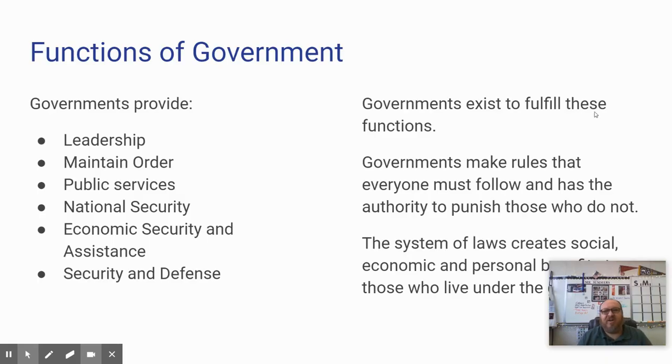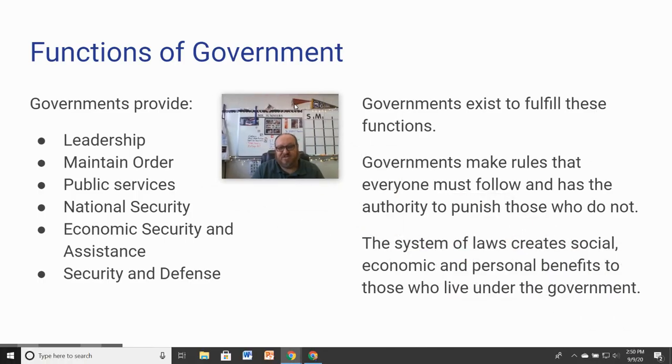Okay, governments provide things like leadership, they maintain order, they provide public services, they provide national security, they provide economic security and assistance, they provide security and defense. Okay, so they exist to fulfill those functions. Governments make rules that everyone must follow and has the authority to punish those who don't follow those things. The system of laws creates social, economic, and personal benefits to those who live under the government.